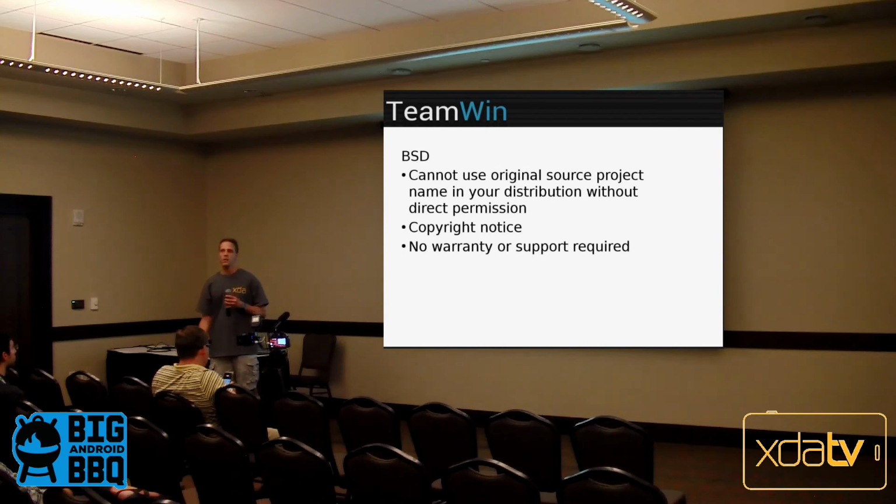The BSD is a little bit different in the sense that you cannot use the original source project name in your distribution unless you've got direct permission. So what this means is that if I use the BSD license on the Team Win Recovery, if you wanted to release something that was based on my code, you couldn't call it the Team Win Recovery Project unless you received permission directly from me to do so. Again, you have the copyright notice, and again, no warranty or support is required.